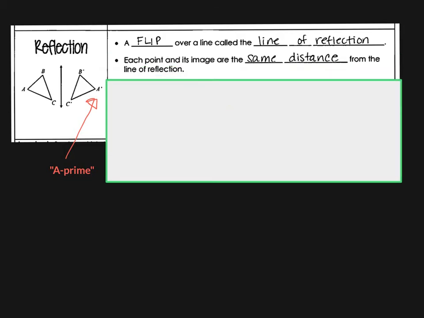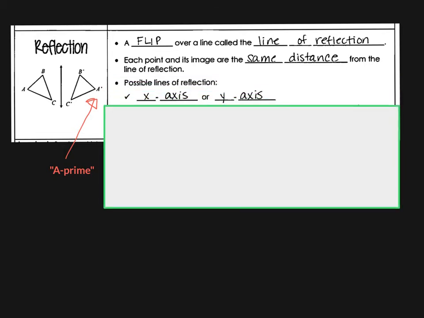Each point and its image are the same distance from the line of reflection. So the distance for A all the way to this line is the same as the distance from A prime to this line. That's an important concept for reflections. There's a few ways that you can reflect. You can reflect across the x-axis. So you think about the x-axis. Here's the x-axis. If I were to have a point here and call it A, if I reflected across that line, I would go the same distance as I see here over to here, and then I would call this A prime. That's across the x-axis.